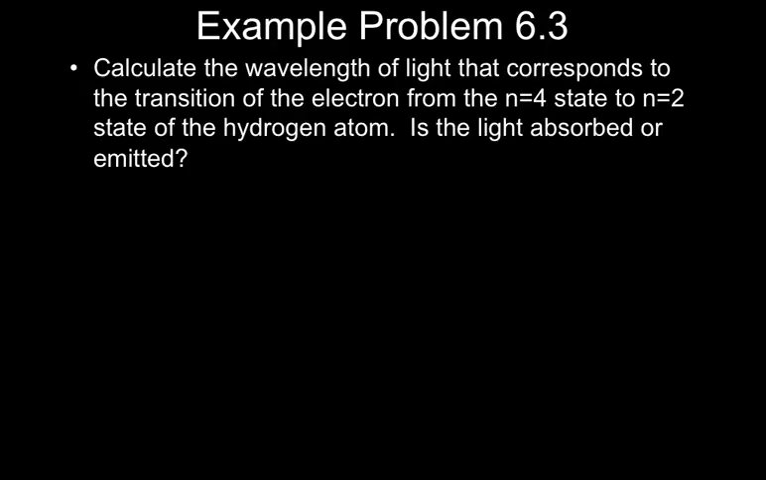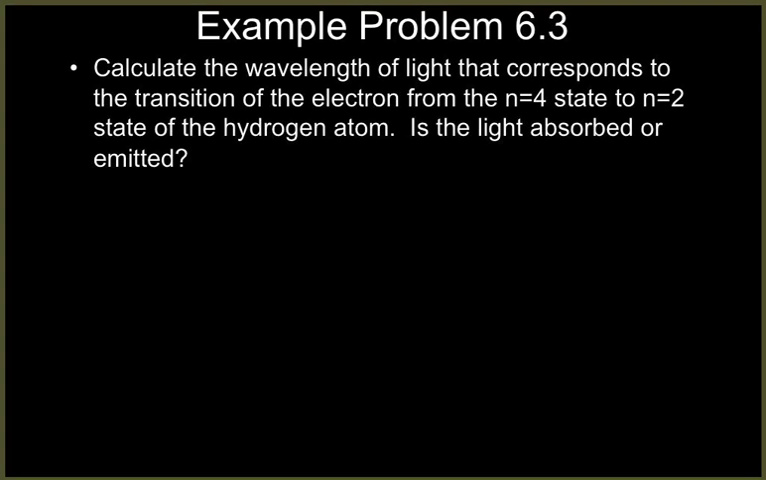Now I'm going to use a different equation since we used that first equation a lot when we did all those calculations in class. I'm going to use another one just so you can see a different way to do this. This one says calculate the wavelength of light that corresponds to the transition of an electron from n equals 4 to n equals 2. And then we want to know, is the light absorbed or emitted?